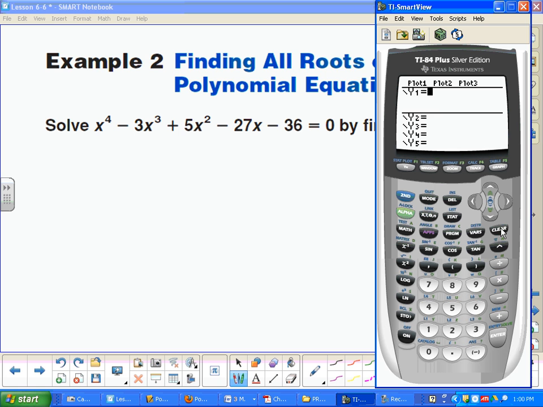So we're going to be using the exact same thing we've been doing, right? It's just that now there might be times where you end up with complex roots, or complex zeros, instead of all of them being real.